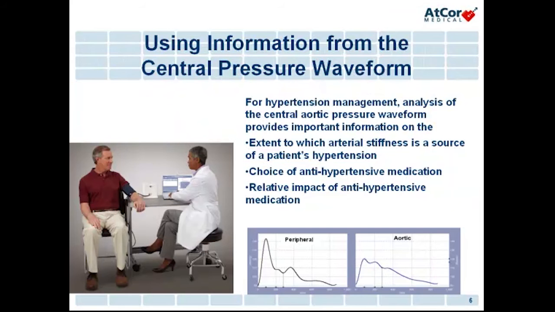So in terms of the information for hypertension management, analysis of the central pressure waveform provides this information and may influence our choice of antihypertensive medication, and as we have more objective data, this is going to make it that much easier to assess the relative impact of antihypertensive medications. And as a practicing resistant hypertension specialist, which is where I use this the most in my hypertension clinic, I do a lot with pre and post intervention looking at the central pulse pressure and the central systolic blood pressure.